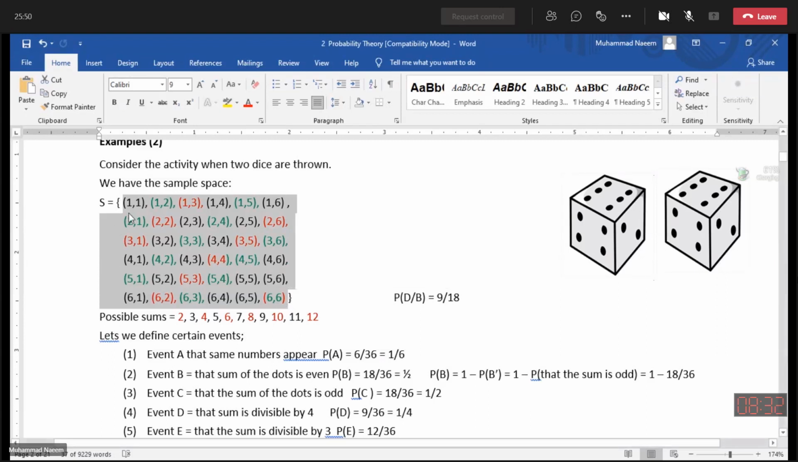This means out of these 36 outcomes, 1 1, 2 2, 3 3, 4 4, 5 5, and 6 6 are in favor of the event A. So the probability, that means the ratio, is 6 out of 36. So 1 by 6 is the probability of this event.